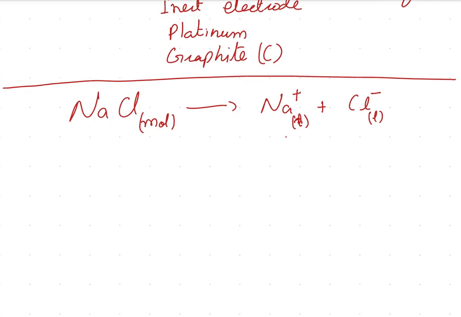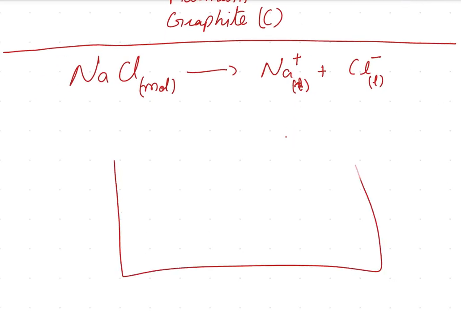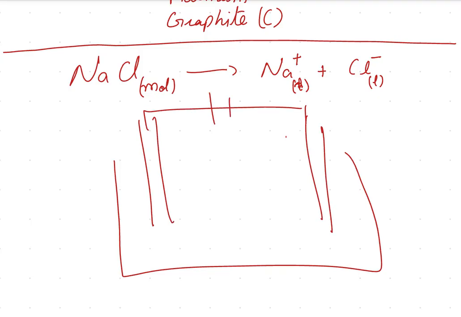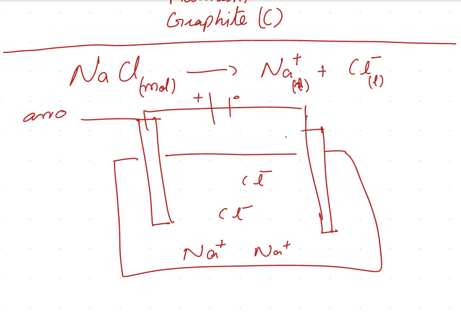Okay. Now what will happen? As you know, this is the cell and it contains the electrodes, the positive electrode and the negative electrode. So for example, this is the cell diagram, and it contains the Na positive ions and the Cl negative ions. This is the anode, and this is the cathode. So all the negative ions will move towards the anode and all the positive ions will move towards the cathode. As you know, opposite charges attract each other. So this happens inside the electrolytic cell.